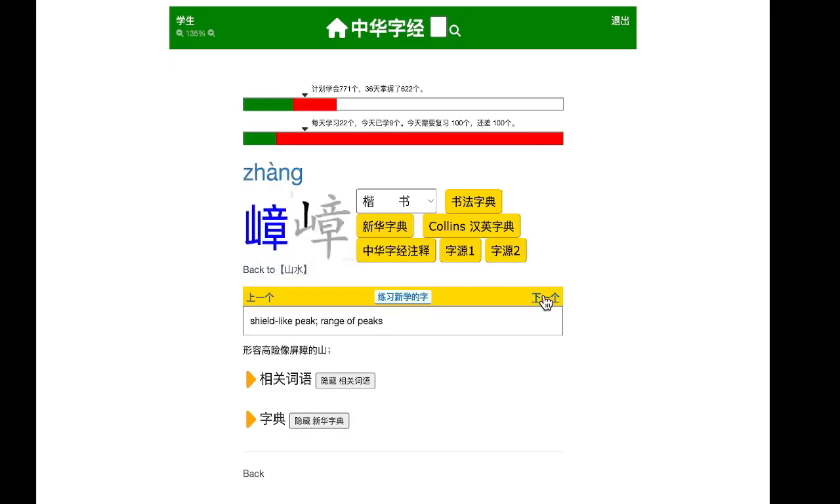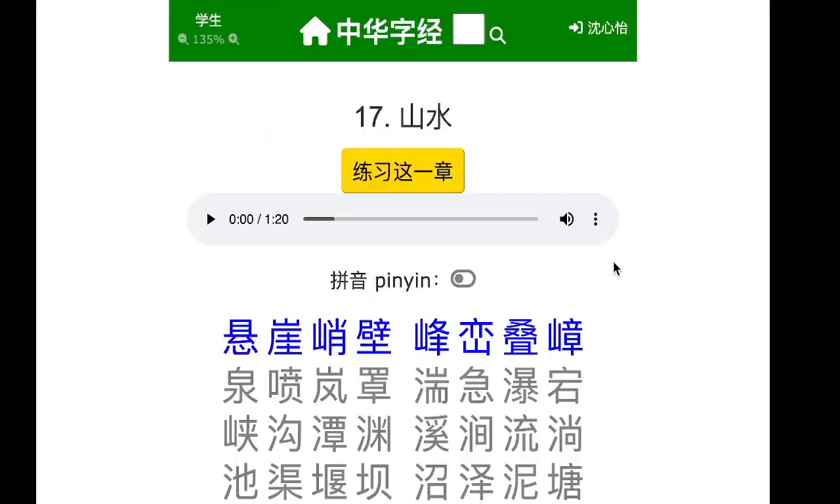叠. 嶂. 嶂 is a shield-like peak, or it could be a range of peaks. If you say 叠嶂, that's going to be rows of mountains. Like in a mountain range, when it's not just one strip of mountains, but you've got multiple rows of mountains. 叠嶂.